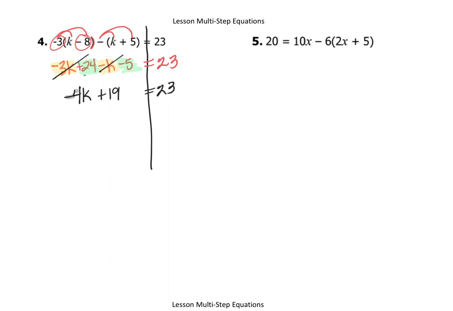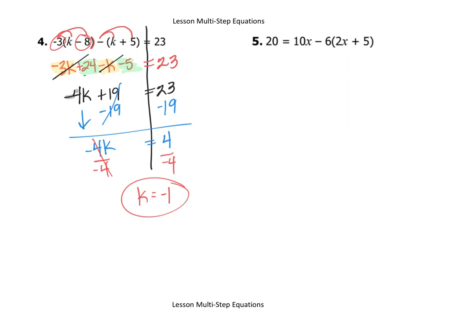Okay, after that, it's a two-step solving process. We want to move this positive 19 to the opposite side, so its opposite operation will be subtraction. We're bringing down negative 4k. It's equal to 23 minus 19, which is 4. And then we finish it up by dividing both sides by the number in front of k, which is negative 4. So 4 divided by negative 4 is negative 1.